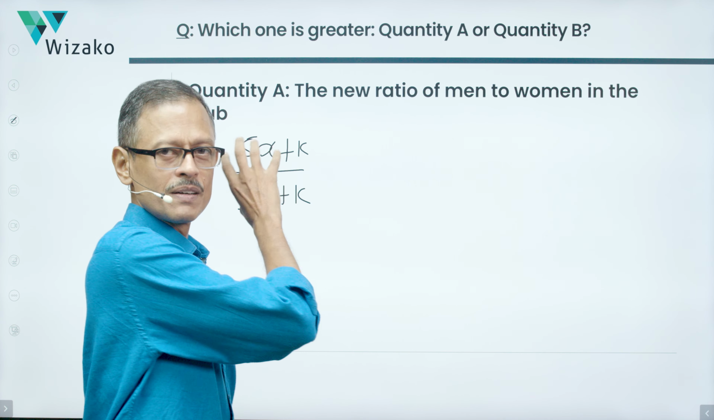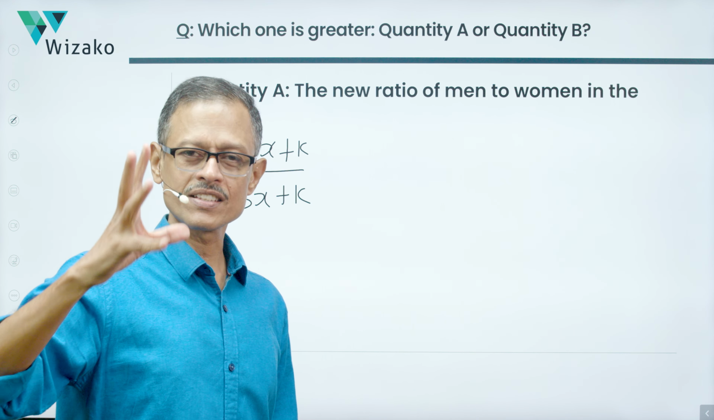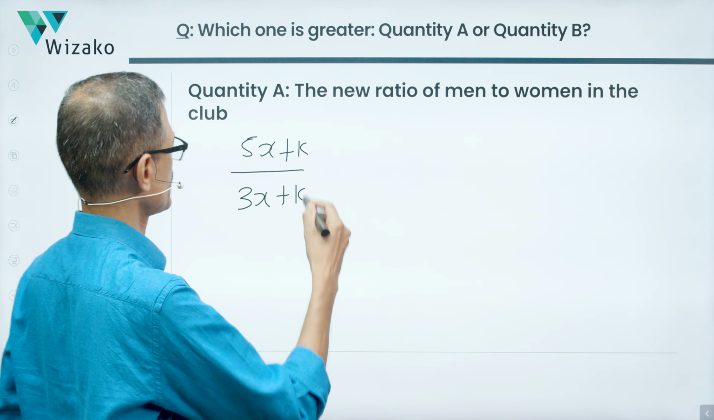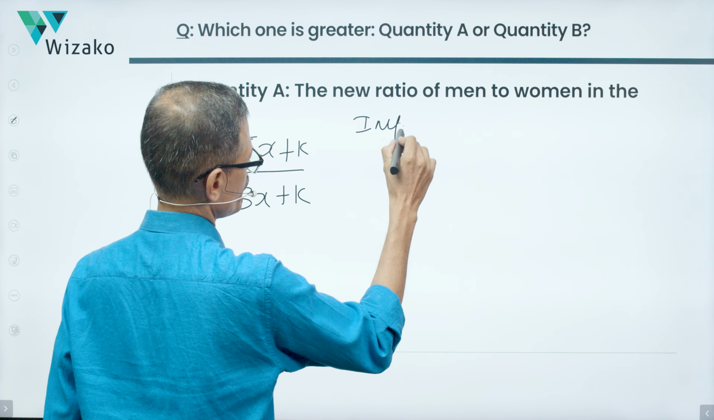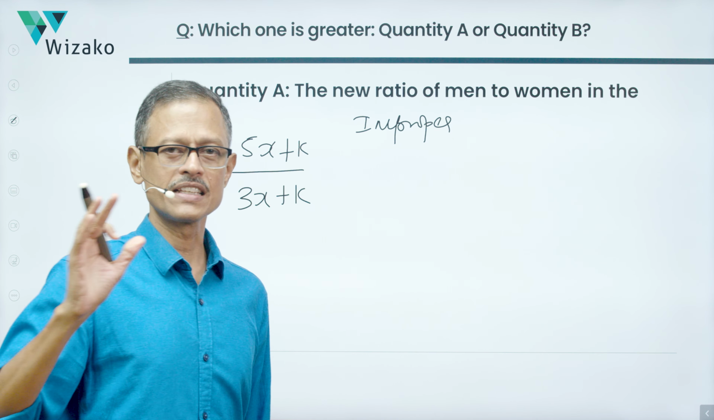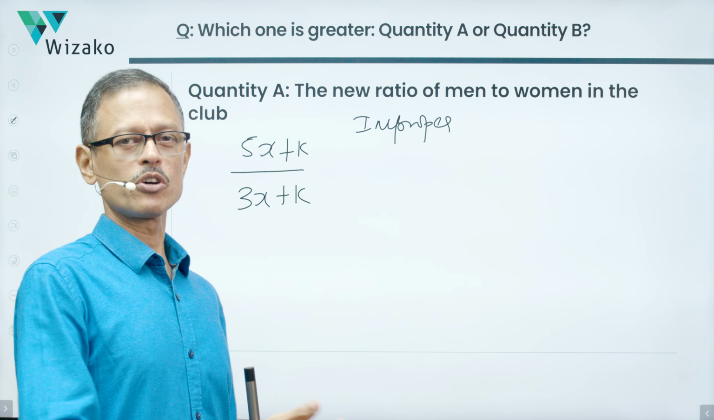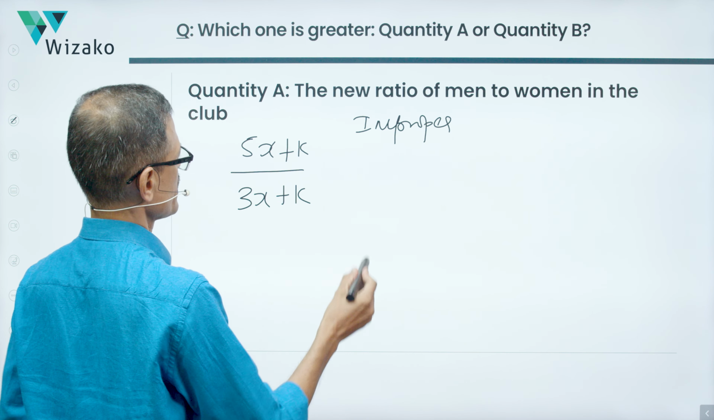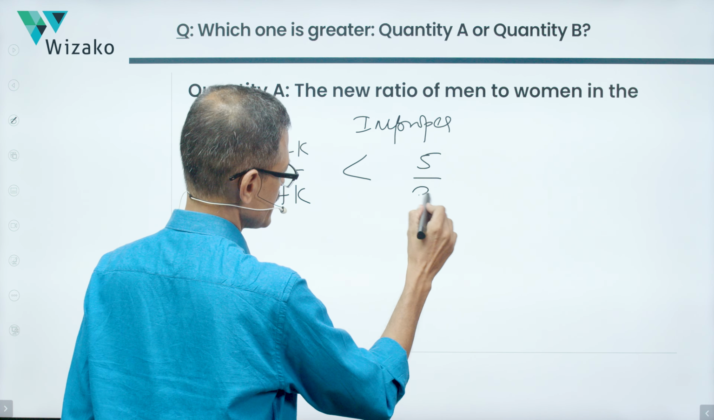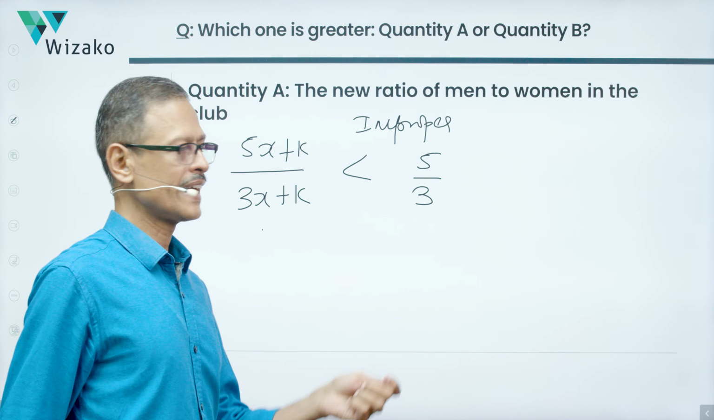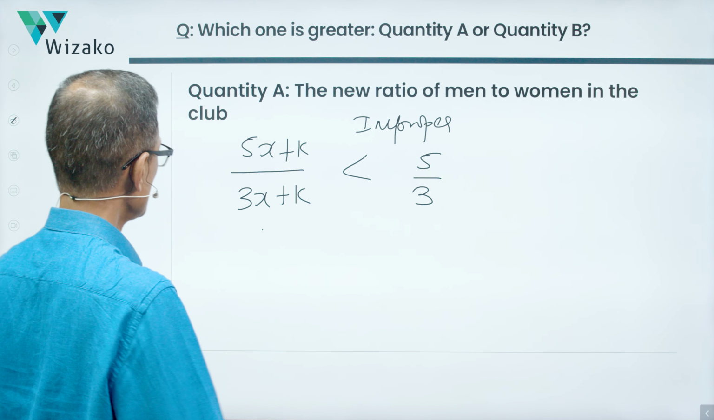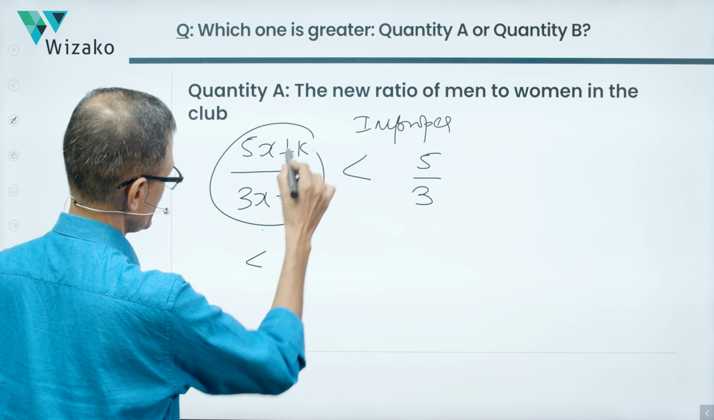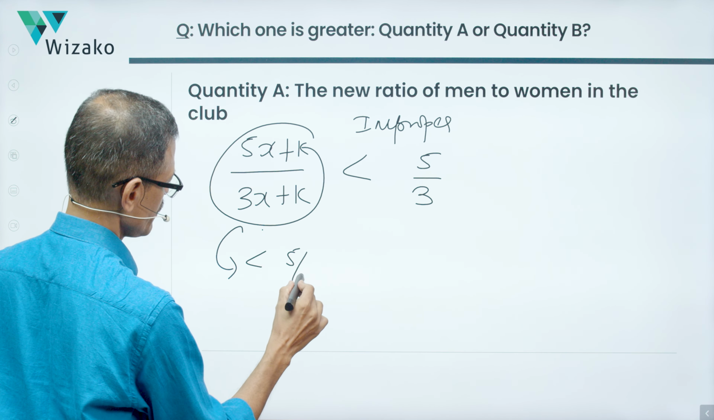So 5x is a positive number, 3x is a positive number, the x is a constant which is multiplied to both. So obviously 5x is going to be greater than 3x. So we are talking about the case of an improper fraction. 5x upon 3x is an improper fraction. To that, if I add a positive number k, the value of the fraction has to decrease. So 5x plus k by 3x plus k will be less than 5 by 3. So this is your quantity A, this is our quantity B. This number is going to be lesser than 5 by 3.